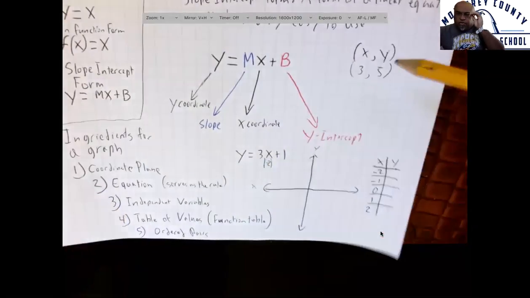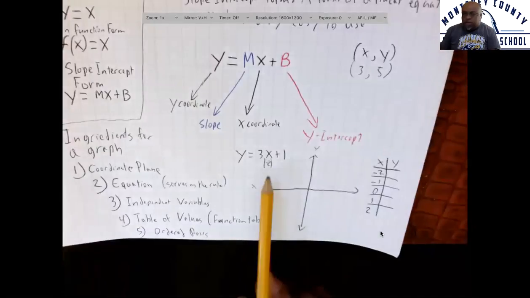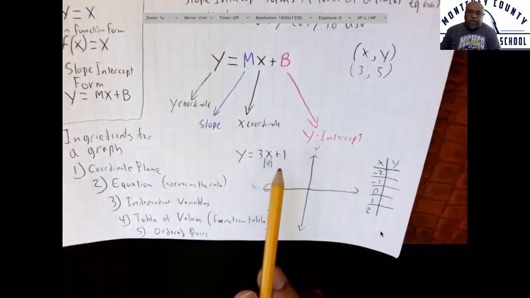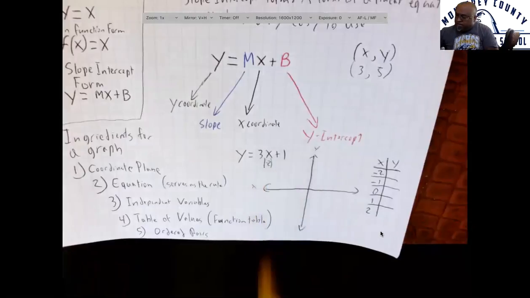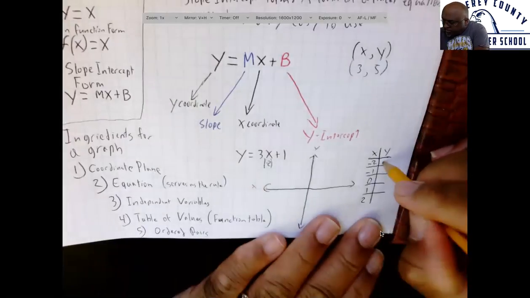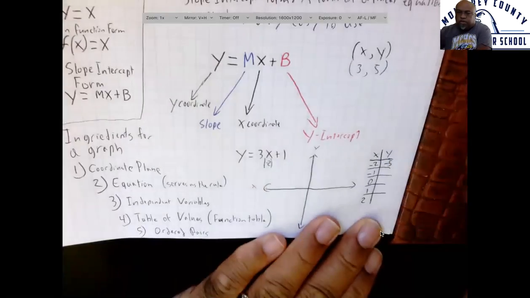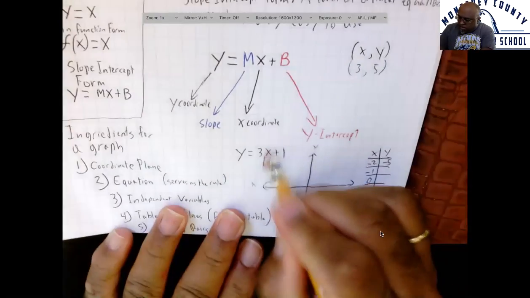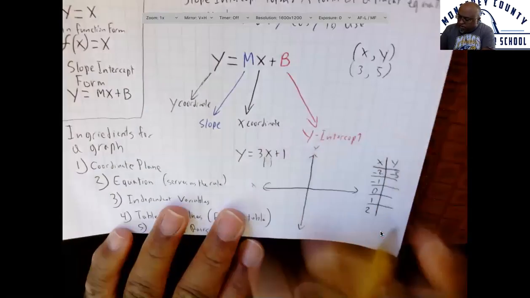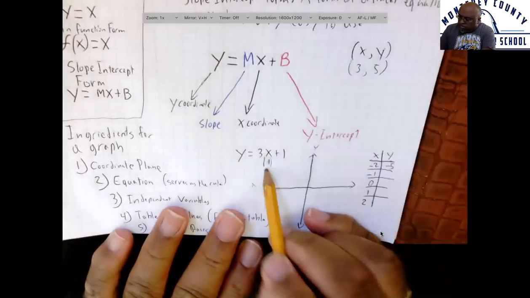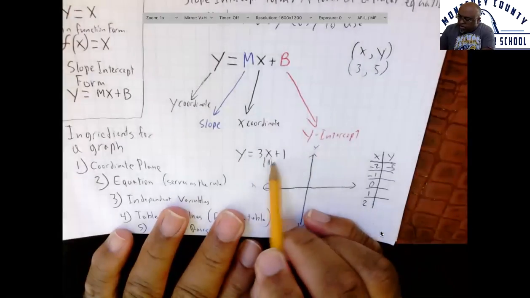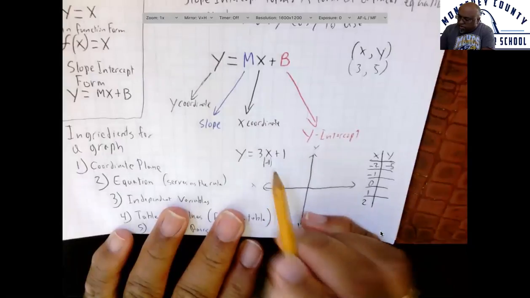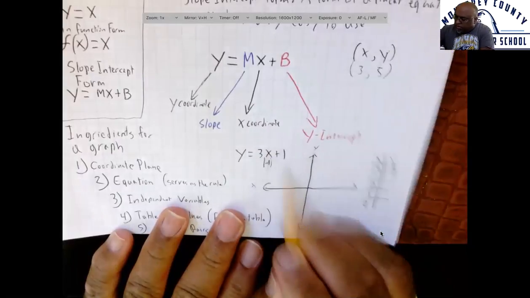If I use -2 as my value for x, then -2 times 3 is -6. -6 plus 1 would be -5. So if x is -2, then y is -5. If x is -1, oh, sorry, -1 times 3 is -3, plus 1 would be -2.